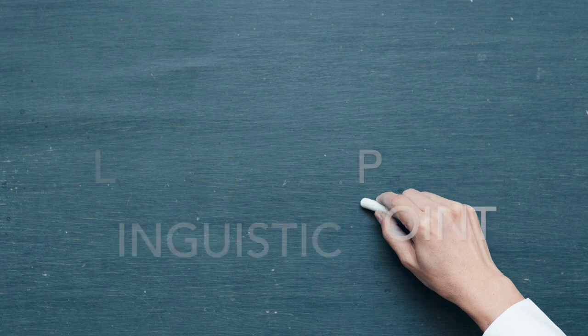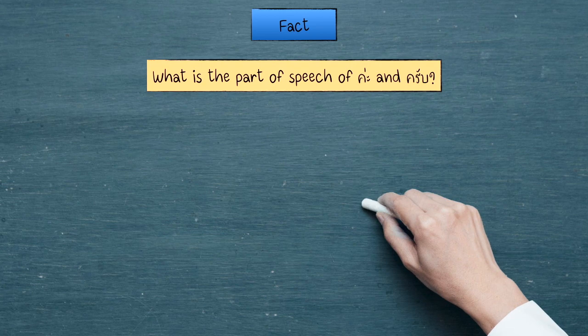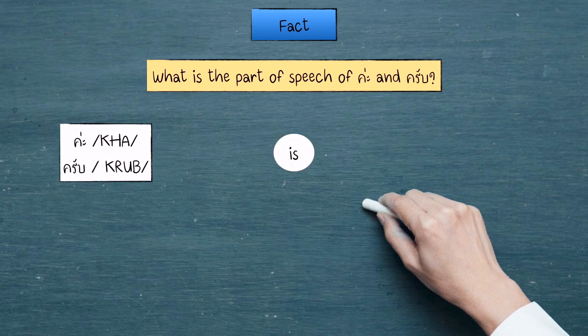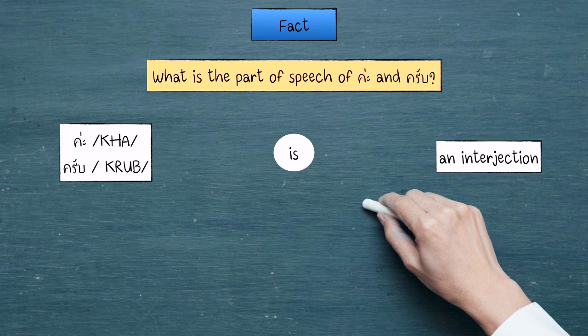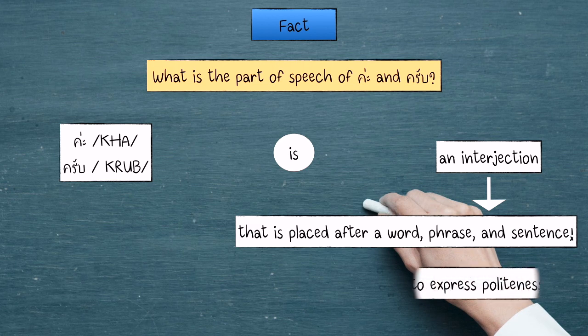Linguistic point. What is the part of speech of Kha and Krub? Kha, Krub is an interjection that is placed after a word, phrase, and sentence to express politeness.